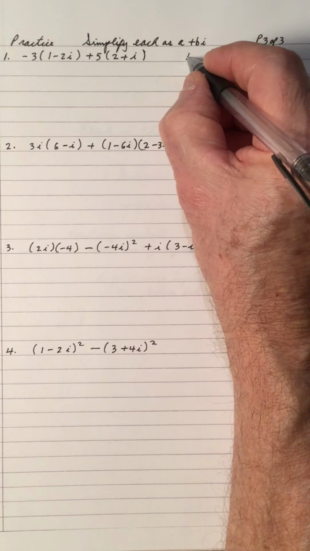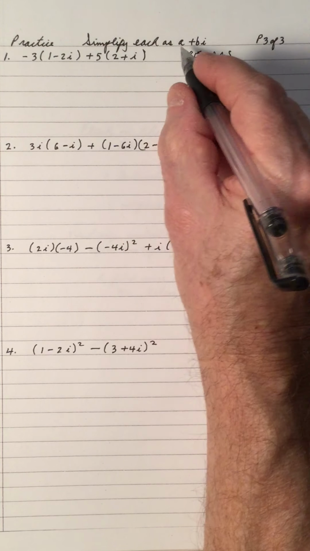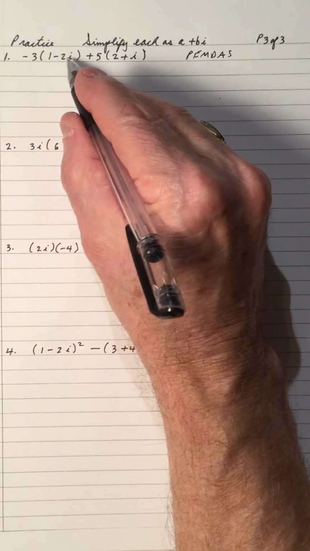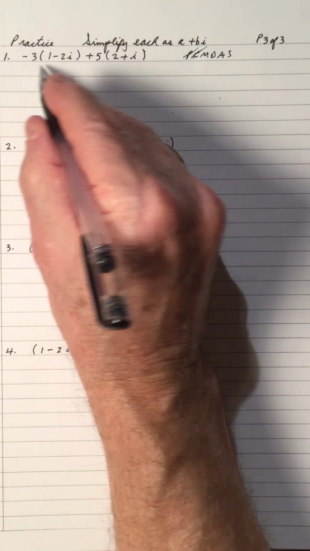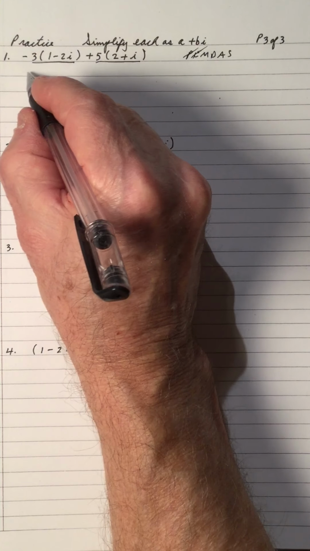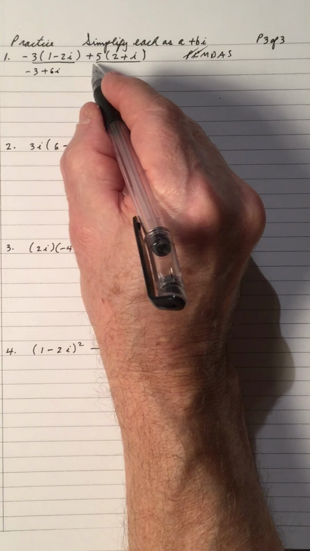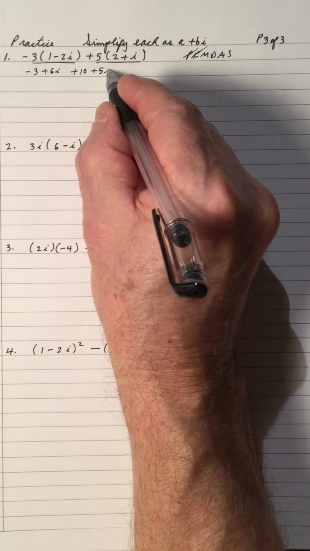Here we go. PEMDAS. P-E-M-D-A-S. Inside the brackets, can't simplify. They're already unlike terms. Can't simplify. There's no exponents. So I have to multiply first. So I multiply these two, and then multiply these two. So that's negative 3 plus 6i. 5 times 2 is 10 plus 5i.